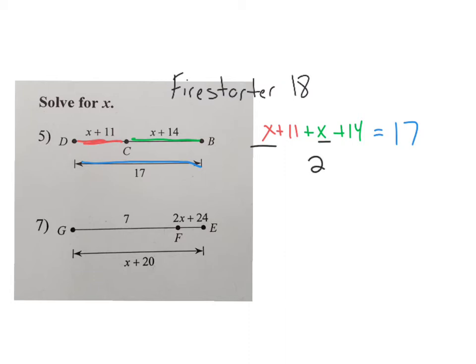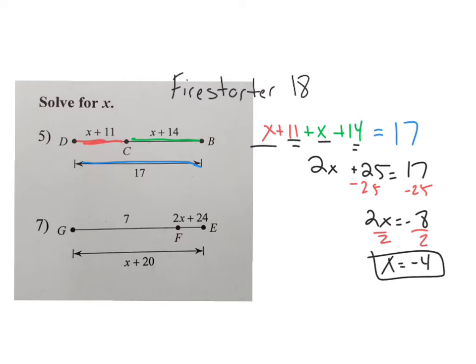x and x is 2x. 11 and 14 is 25, and now it's just a simple solve problem. 2x plus 25 equals 17. You minus 25 from both sides. Now you're going to end up with 2x equals negative 8. Divide both sides by 2, because that's how I get rid of multiplication. So I ended up with x equals negative 4. Right?